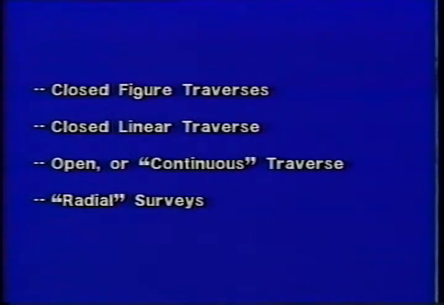In our review of the various purposes of traverses, we noted that each survey must satisfy the specific needs for establishing control in a given project area. And given the specific project requirements, constraints for time, and the availability of personnel and equipment, the surveyor must determine the best type of traverse to accomplish this. The various types of traverses are the closed figure traverse, the closed linear traverse, the open or continuous traverse, and radial surveys. For each type of traverse, it is presumed that the control stations are compatible, that is, that the points are established on the same datum.